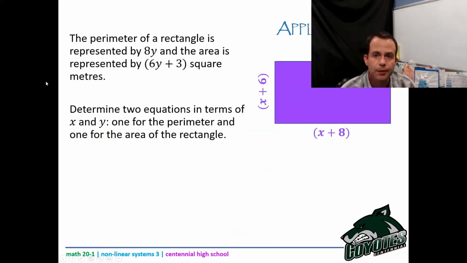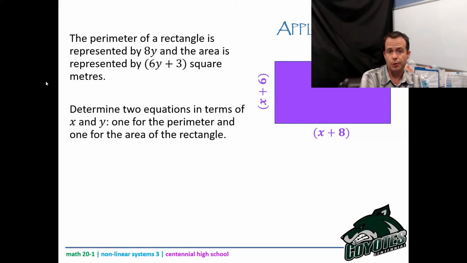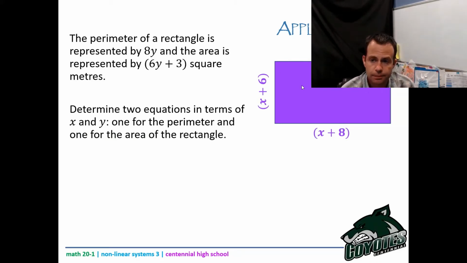Okay, the perimeter of a rectangle is represented by 8y, and the area is represented by 6y plus 3 square meters. Determine two equations in terms of x and y, one for the perimeter and one for the area of the rectangle. Okay, so we're going to start with perimeter. I know that the perimeter is the distance around an object. So I'm just going to hide my head here for a second.